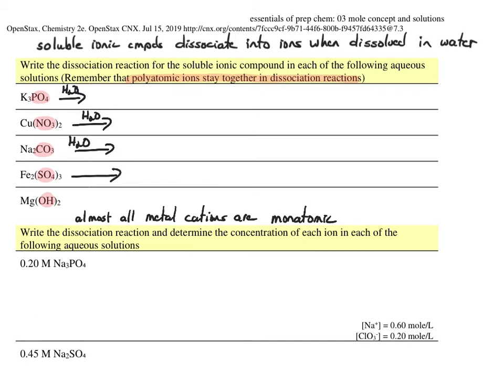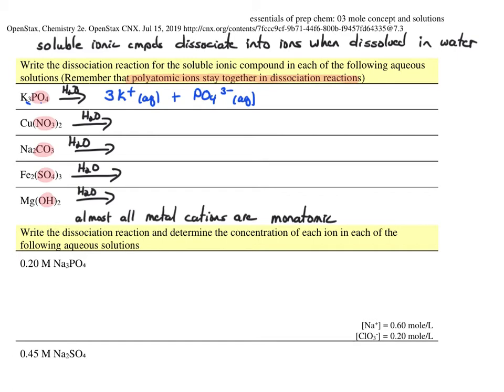All right, so if we're looking at each of these dissociation reactions, what happens when we add water? These are all soluble ionic compounds. You can confirm that by looking at our solubility rules. In this first problem, potassium phosphate, we have 3 potassium ions and a phosphate ion. So it's going to be 3K+ aqueous plus that phosphate, PO4 3- aqueous, and it stays together in solution. Again, almost all metal cations are monatomic, so these are 3 separate potassium 1+ ions and a phosphate ion.